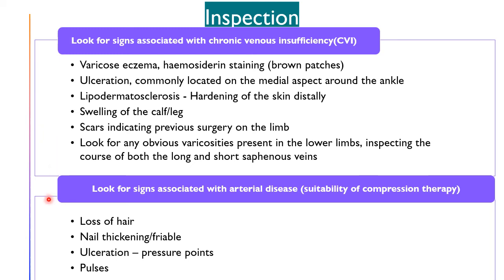Secondly, you also look for signs associated with arterial disease or arterial insufficiency, which will determine the suitability for compression therapy. These include the trophic signs of loss of hair, nail thickening or friability, ulceration, especially at the pressure points, and a very careful examination of the peripheral pulses.